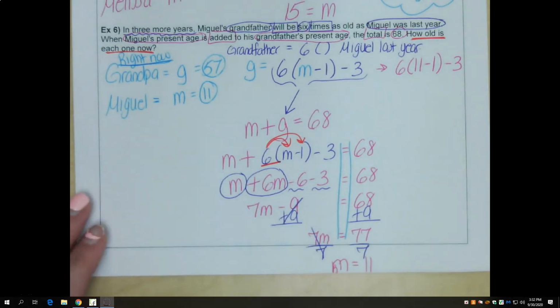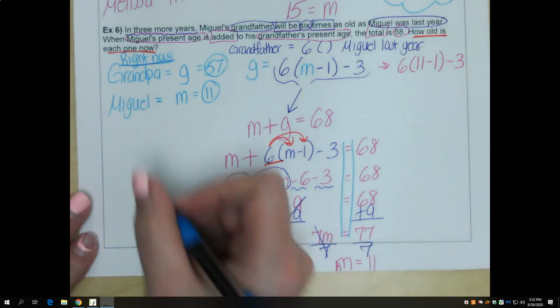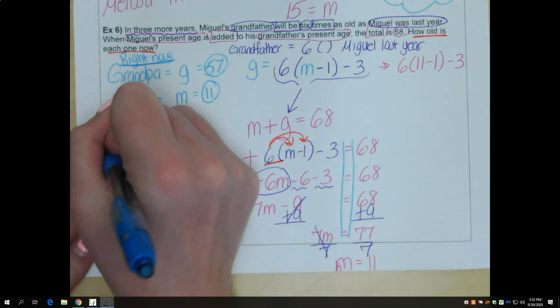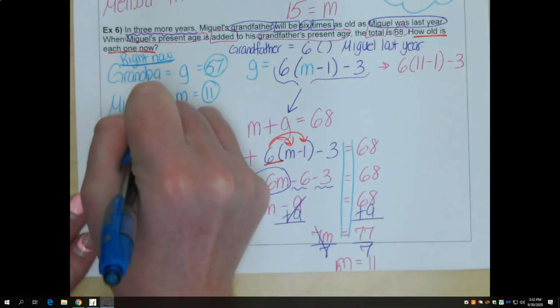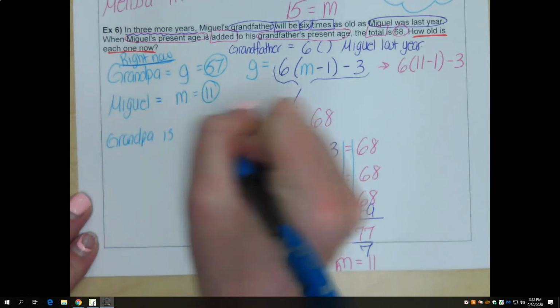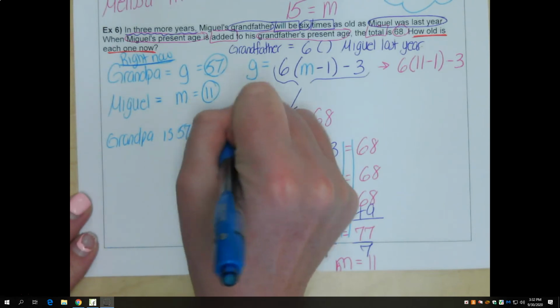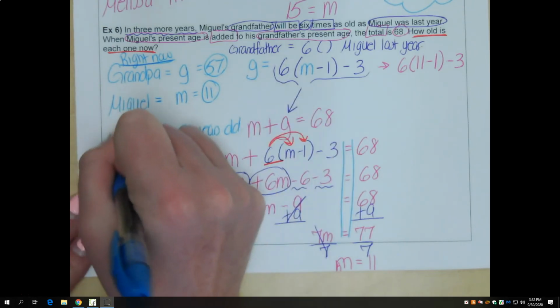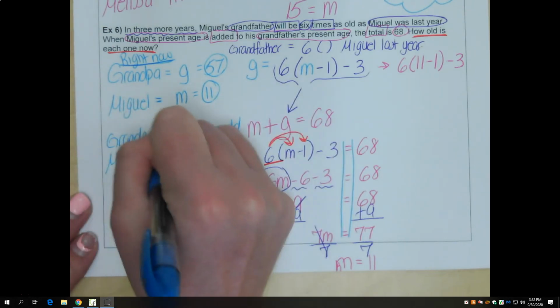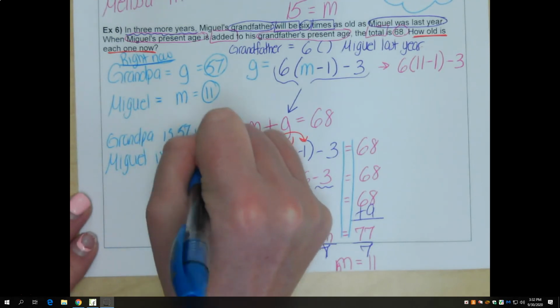Okay, if you want, we can even write that out in sentence form. So grandpa is 57 years old. Miguel is 11 years old.